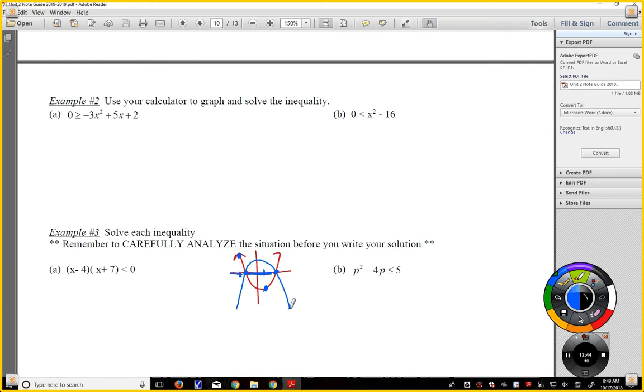Okay? I'm not trying to be ridiculous, but this is a completely different idea than what we were doing before with an equation, right? So if you just write the answer to an equation, you're not considering that this is actually an inequality and it's a little different.